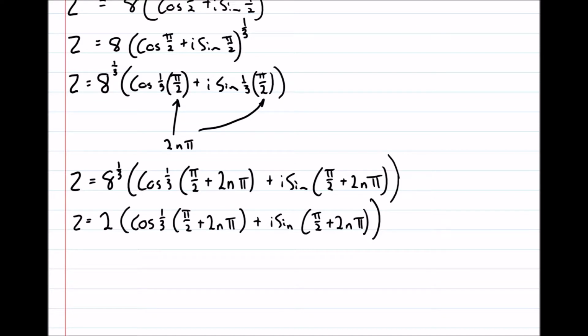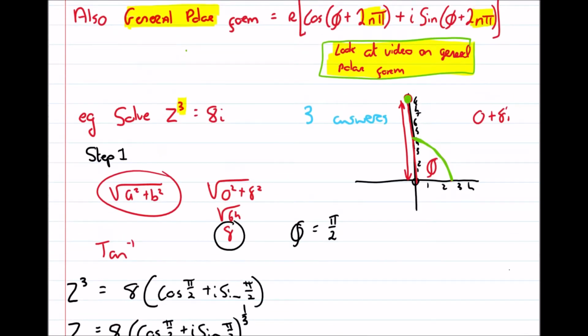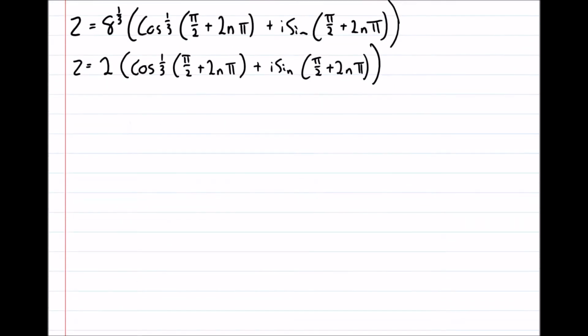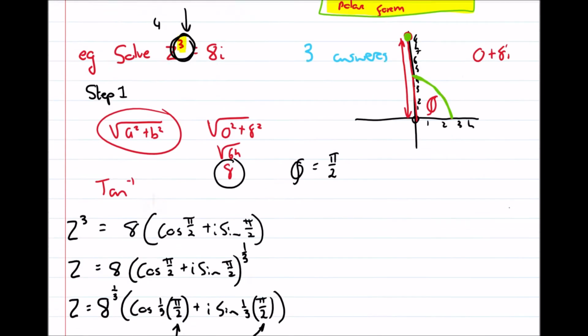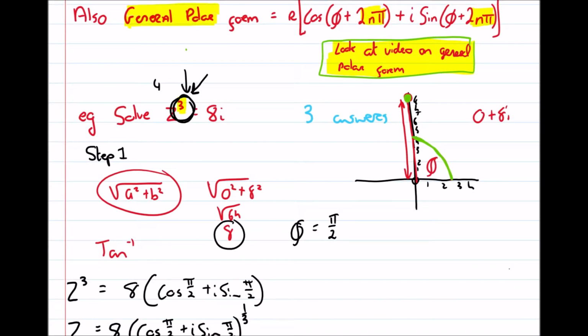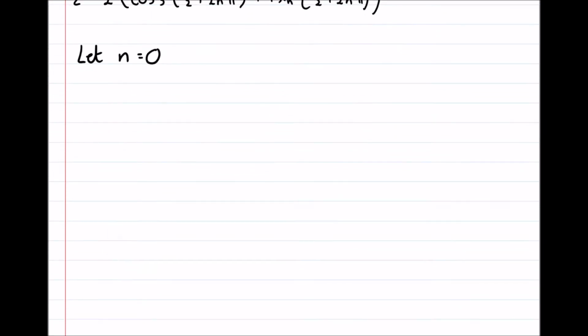Okay, last thing we do. If you look back here, remember we said we're looking for 3 answers because this is cubed. If this was to the power of 4, we'd be looking for 4 answers. If it was to the power of 10, we'd be looking for 10 answers. So how do I get those answers? Well, I will always start off by letting n equal 0. No matter what power is here, I will always start off by letting n equal 0.